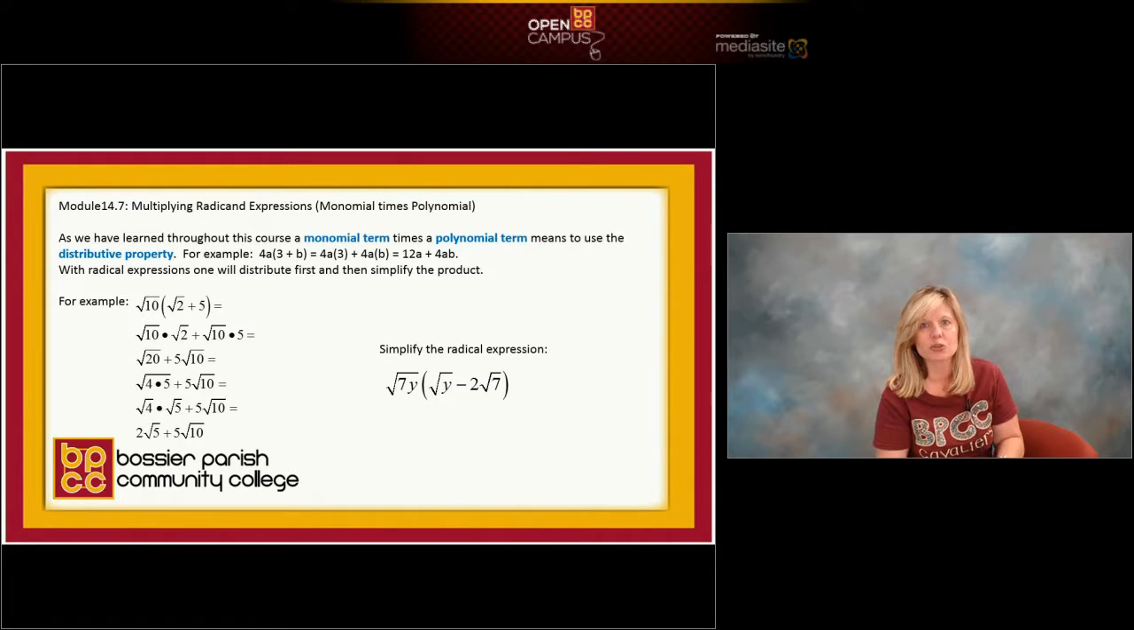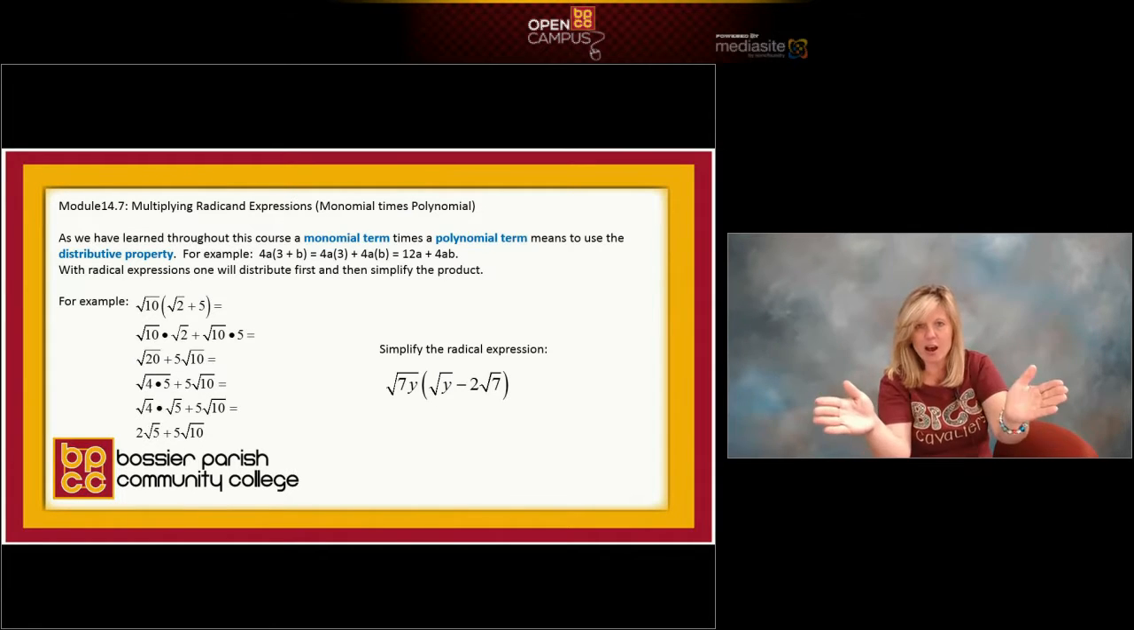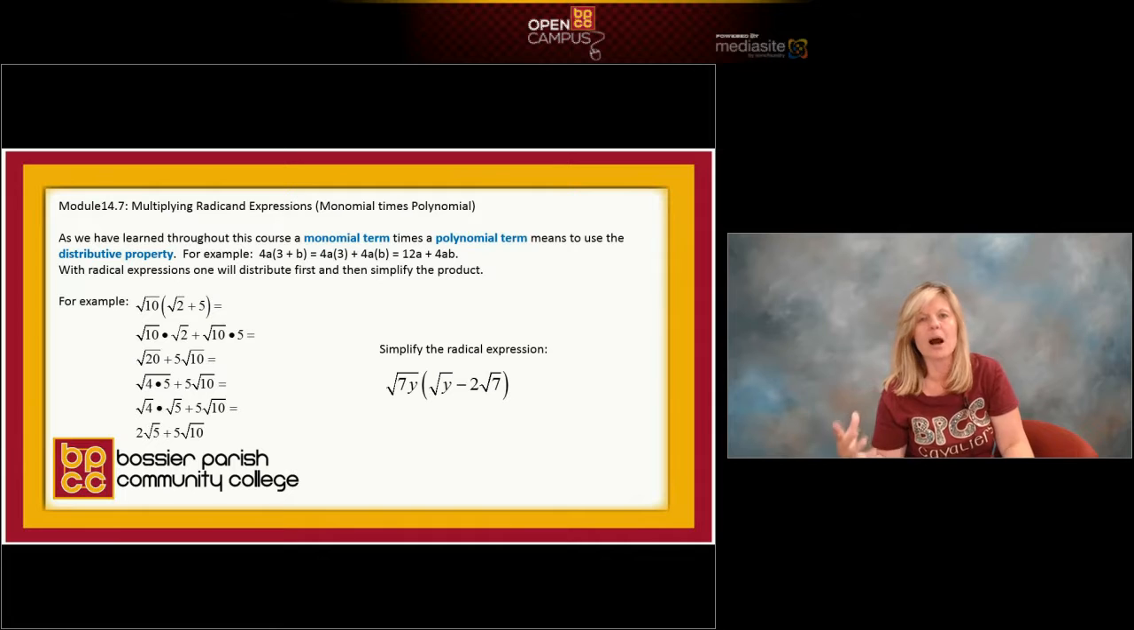The same is true in radical world. If you have one term, a monomial, in front of parentheses, side by side connected by multiplication, and inside the parentheses there's many terms, a polynomial, you're going to distribute. Even if there's a radical sign, you're still going to distribute.